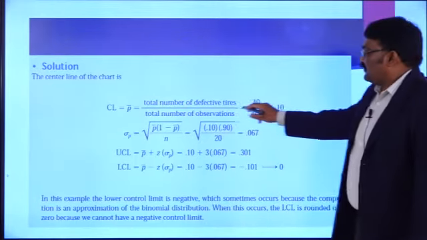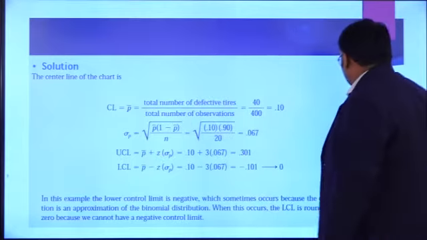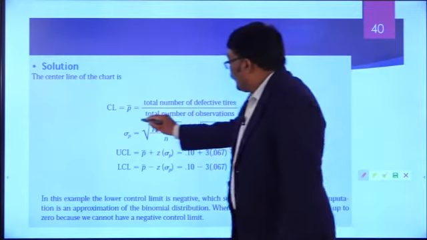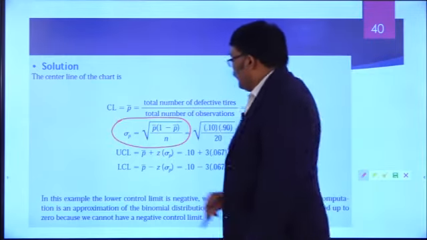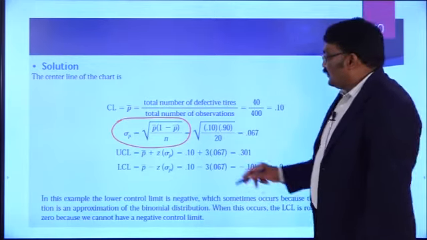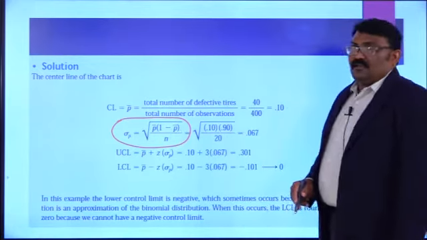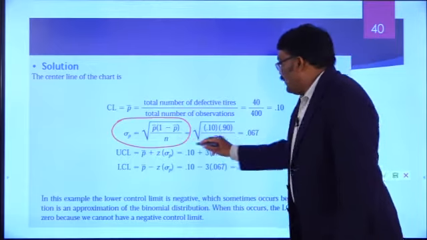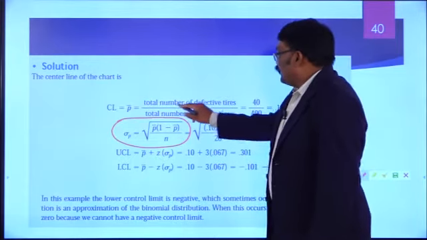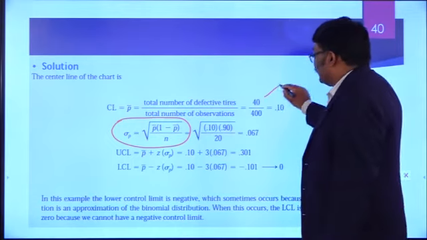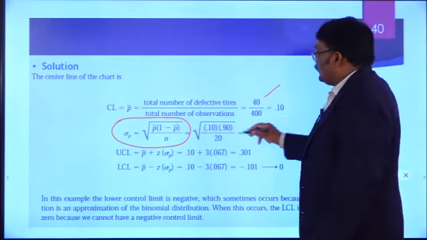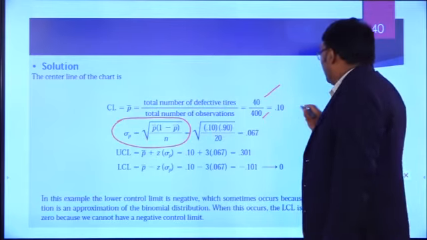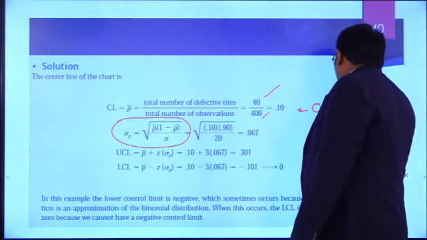See, the total number of defects, right? The control limits are given in the form of a formula. This is the formula: the square root of p bar into 1 minus p bar divided by n. Now, n is how much? n is equal to 20, and the total number of defective tires is how much? We have seen it, that is 40. p bar is equal to the total number of defective tires, that is 40, divided by the total number of observations, that is 400. We get the value 0.10, right?